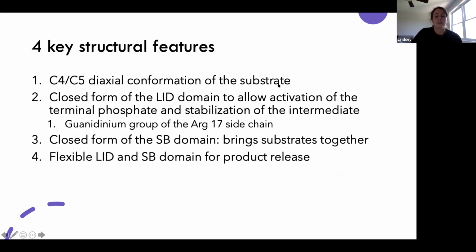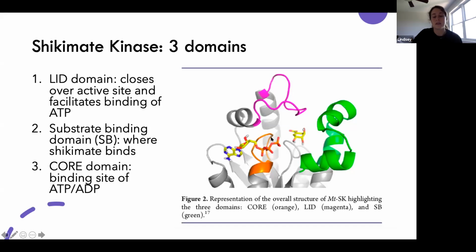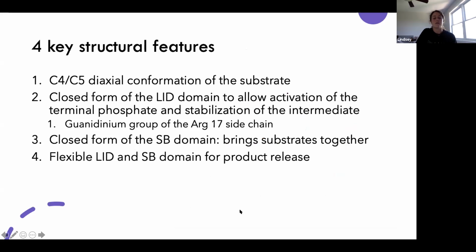And then within this domain, there's very key specific features that contribute to catalysis. The first is the C4-C5 conformation of the substrate. So the C3 carbon must be in equatorial position for phosphorylation to occur, and C4 and C5 have to be in the axial position. And this conformation is controlled by the enzyme substrate interactions.